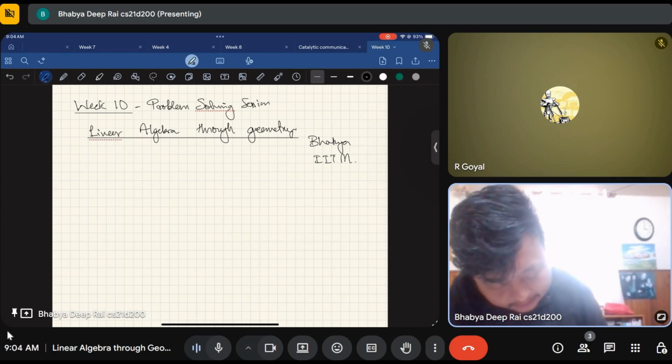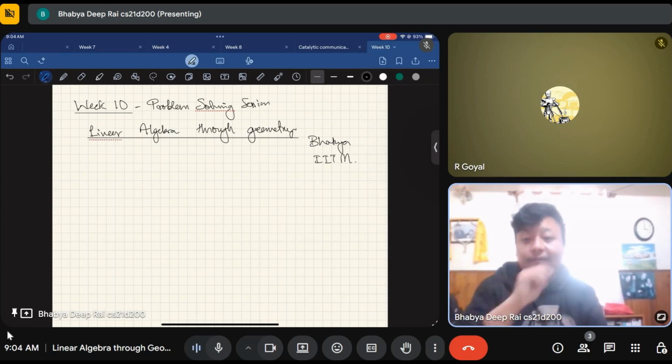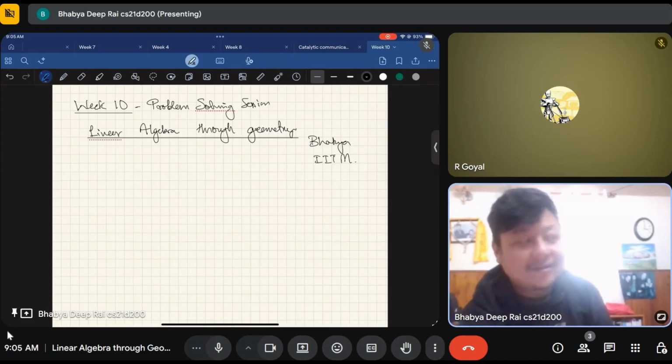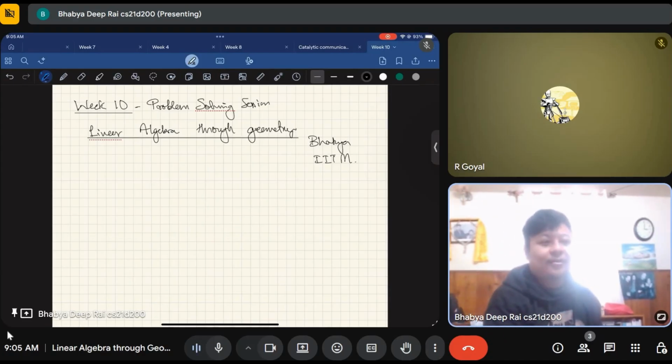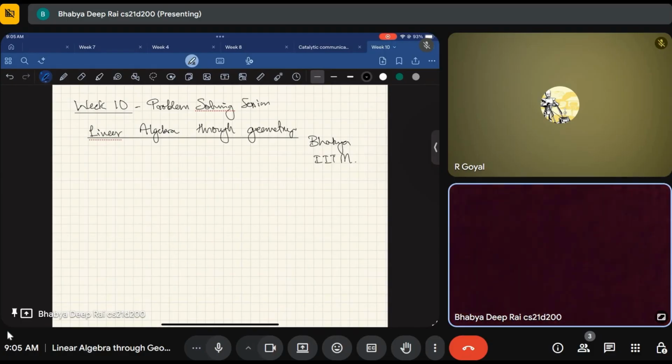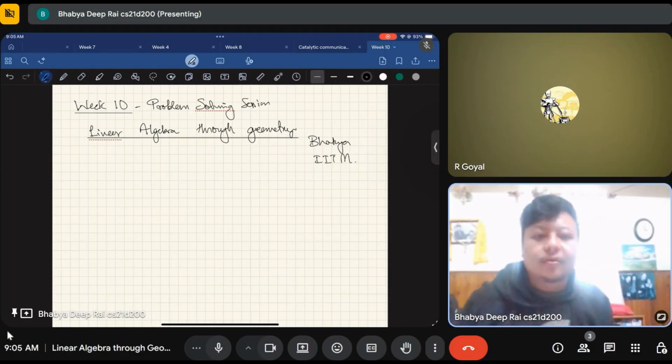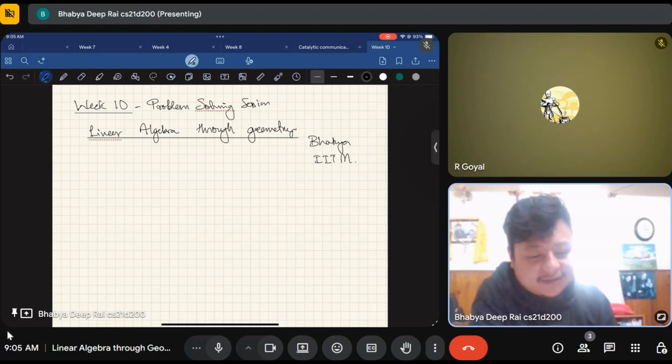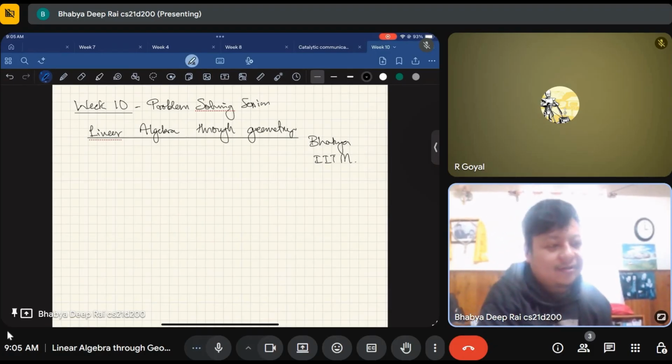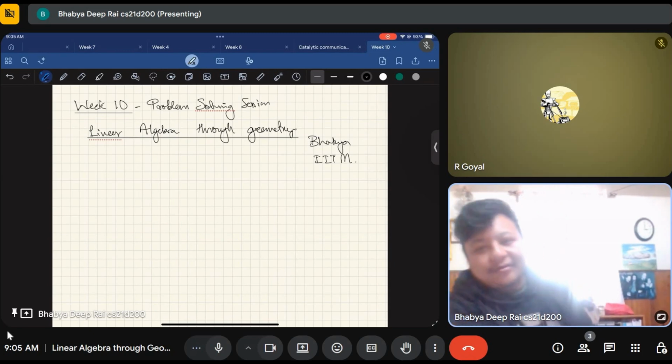Now, let's look at the topics. In the previous session, we had covered topics regarding the four fundamental subspaces, right? We looked at the row space, the column space, the left null space, and the null space, right? So this time we are taking a deeper dive into what is called the least square solutions, okay?